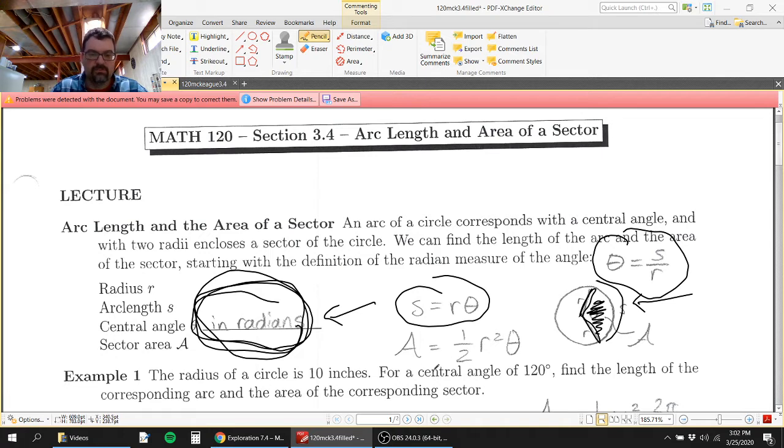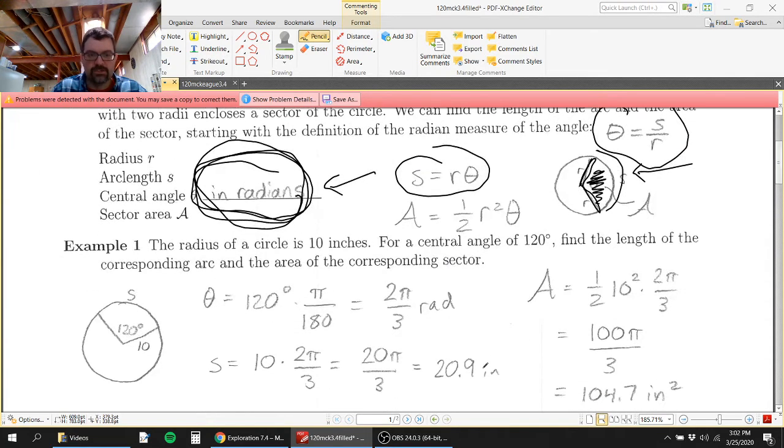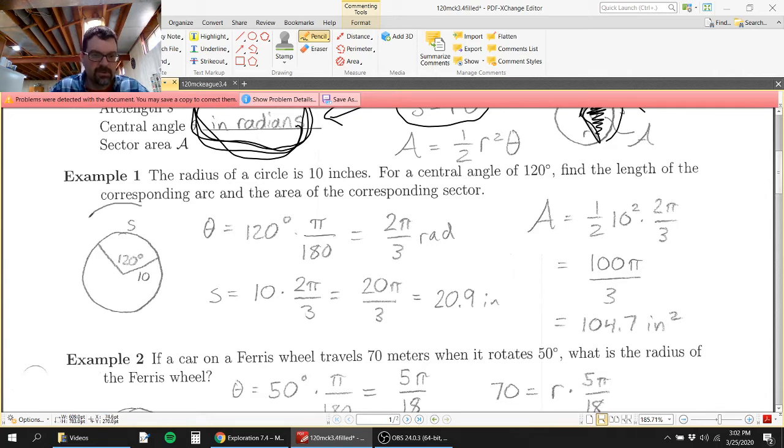We got a circle, radius 10 inches, a central angle of 120 degrees. So find the arc length and the area that go with that. So we're just going to look at the filled in version here rather than writing it all out. This would be your picture of what's going on. So circle, angle, radius of 10. So what is this arc length from side to side on that angle?